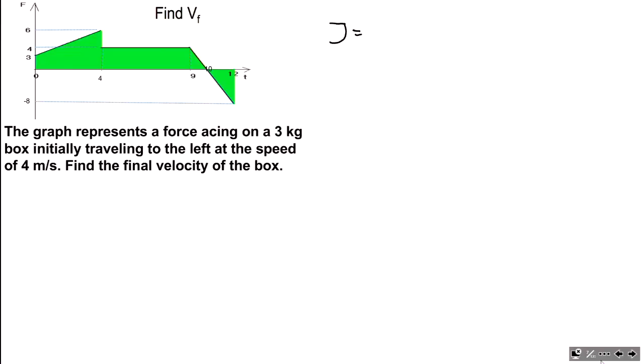The impulse of the force equals the area under this line, and we can break it into 4 different parts. We can see it because we have eyes. 1, 2, 3, 4. So what we have to do is calculate area number 1, area number 2, area number 3, area number 4. Not area number 9. So now we got to use geometry.